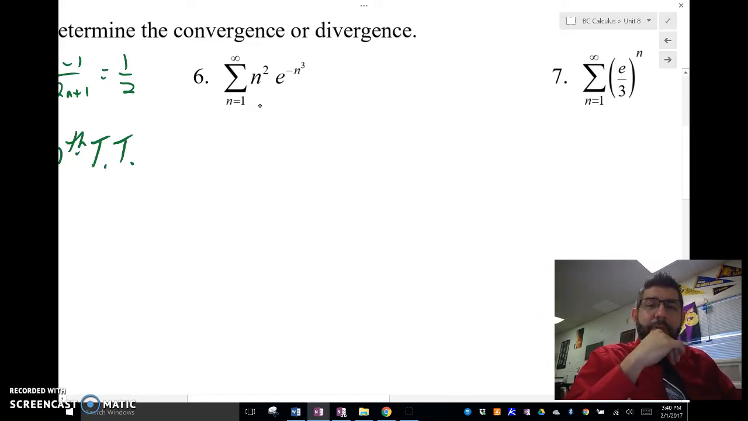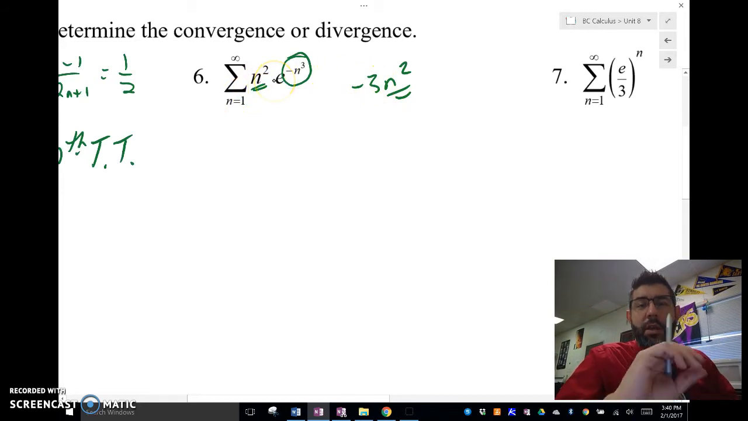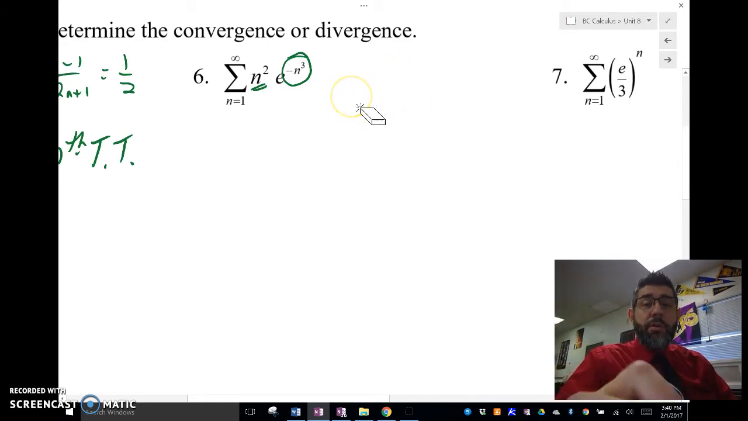So can I differentiate that? Well, look at this. The derivative of negative n cubed is negative 3n squared, and I already have the n squared there, so it looks like I have the beginnings of a reverse chain rule. So it looks like I'm going to use the integral test. So I'm going to go and try the integral test.